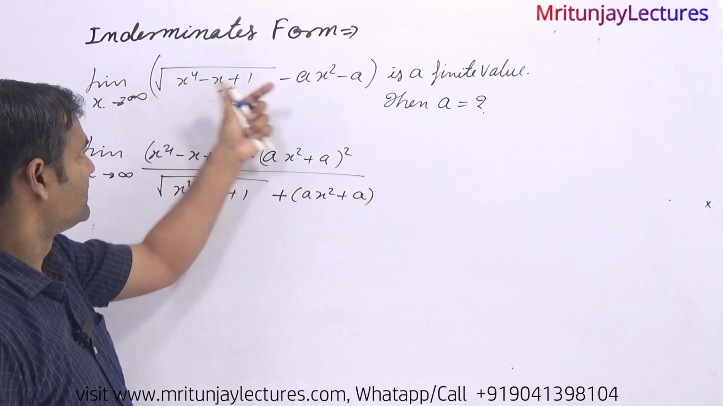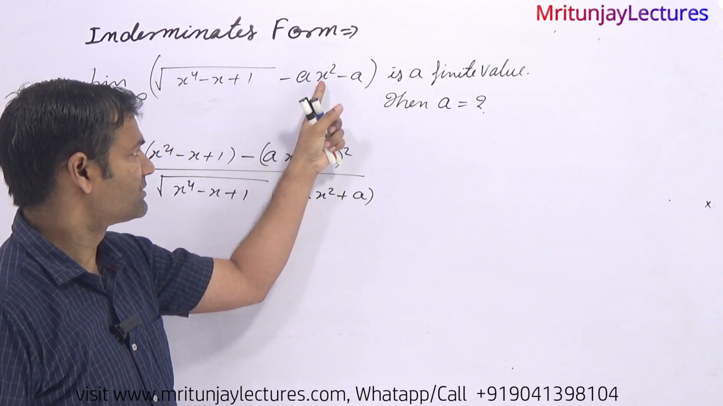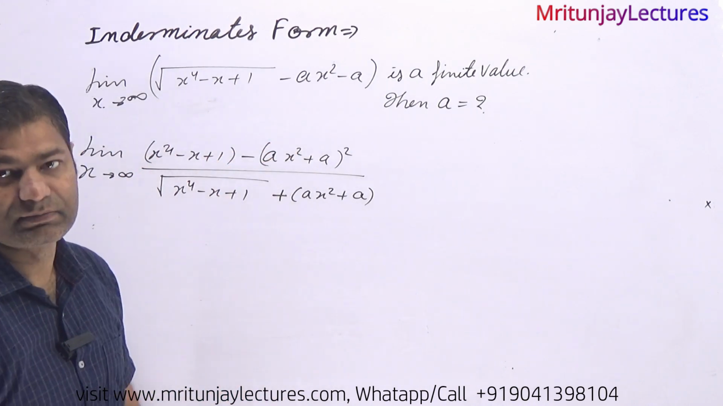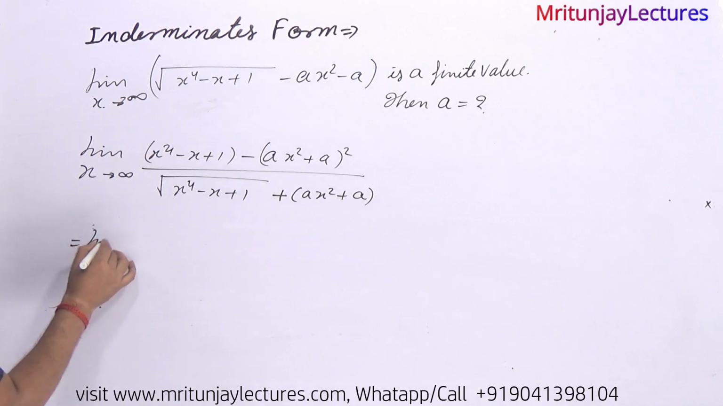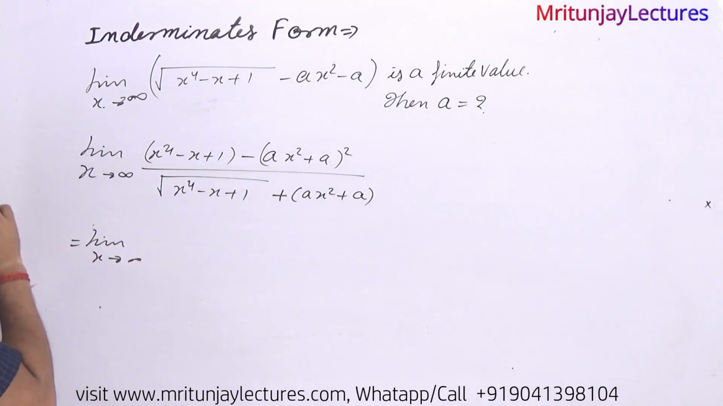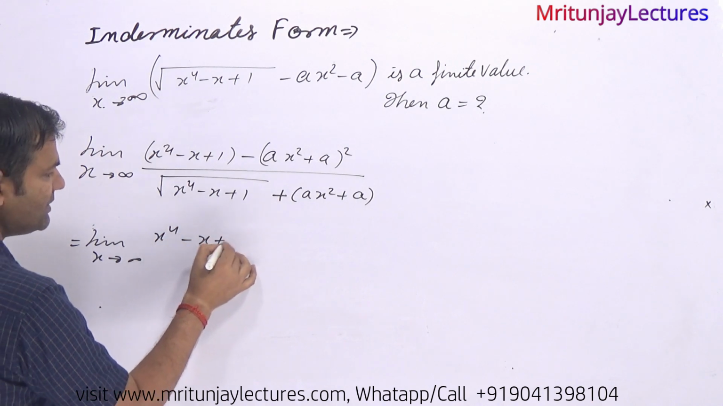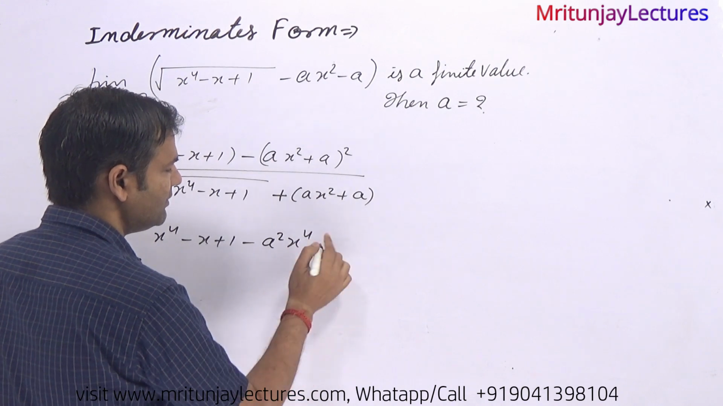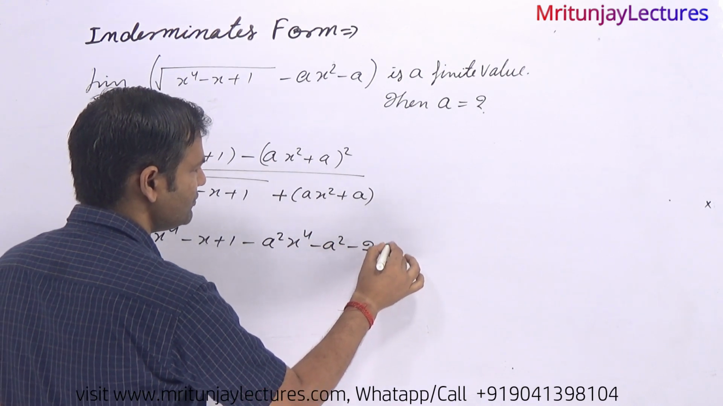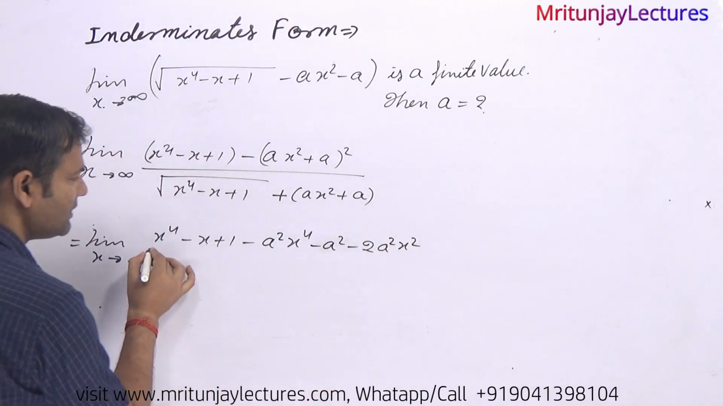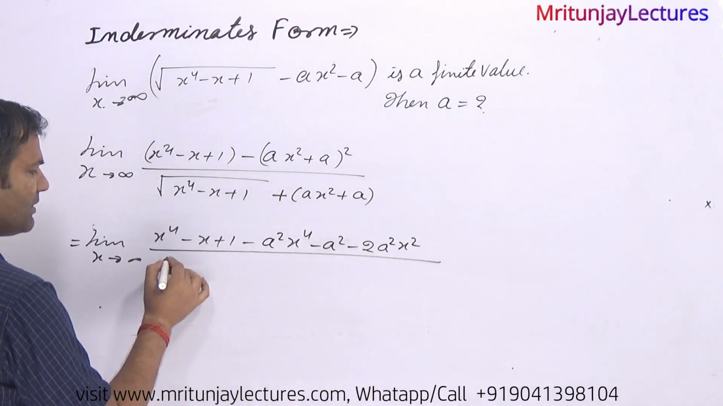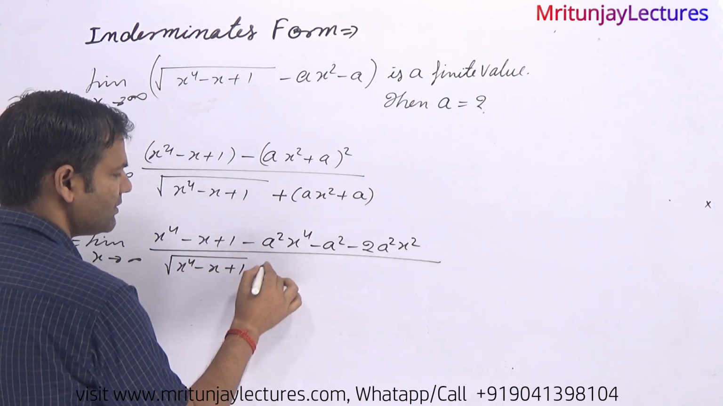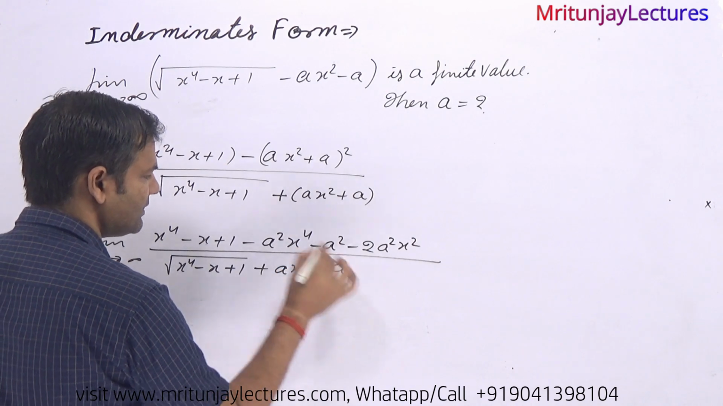If we rationalize, this one plus ax square plus a, then we get the numerator like this and the denominator like this. After that, x tends to infinity. x to power 4 minus x plus 1 minus a x to power 4 minus a square minus 2a square x square, divided by under root of x to power 4 minus x plus 1 plus ax square plus a.